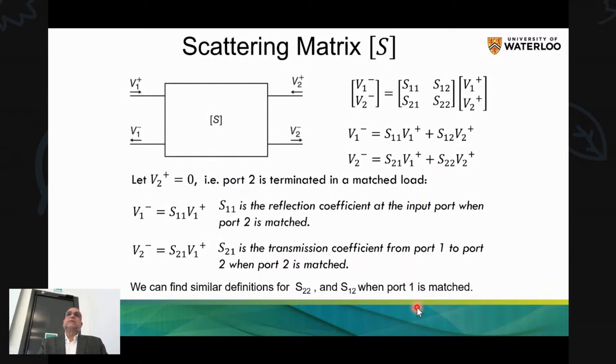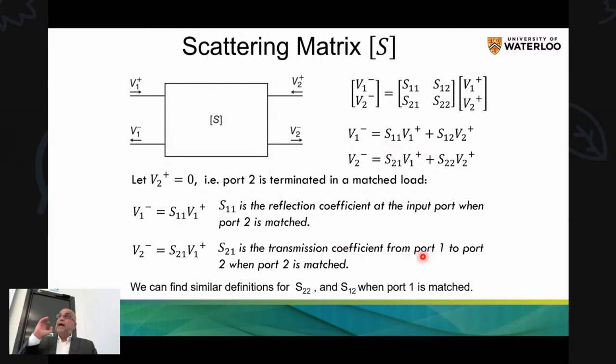And the scattering matrix, of course, relates the reflected signals at the two ports to the incident signals at the two ports. And we know that this parameter S11 is the reflection coefficient at the input port when port two is terminated by a matched load, and S21 is the transmission from port one to port two. So you are familiar with that.